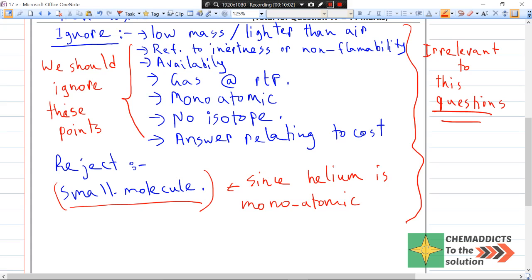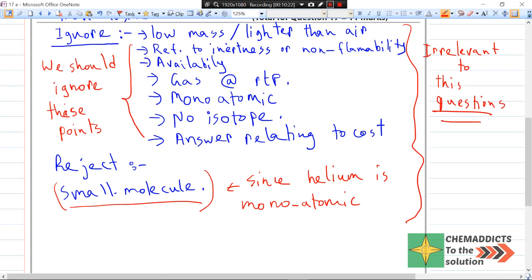This is not appropriate. These answers are not appropriate, so that is why we should ignore these points. So no isotope. This is also once again irrelevant to the question. Answers relating to cost, we should not write answers relating to cost.